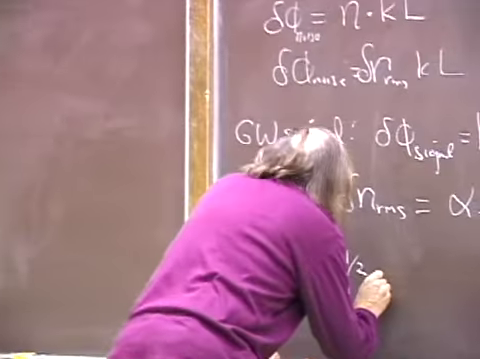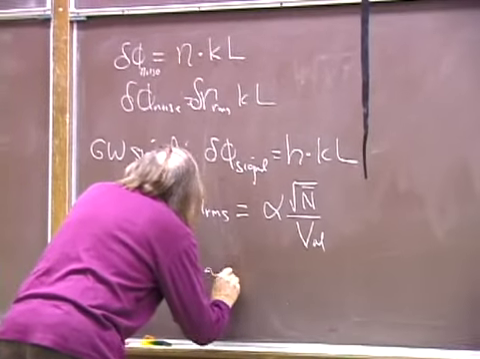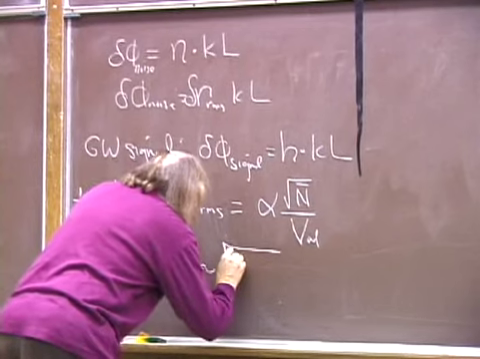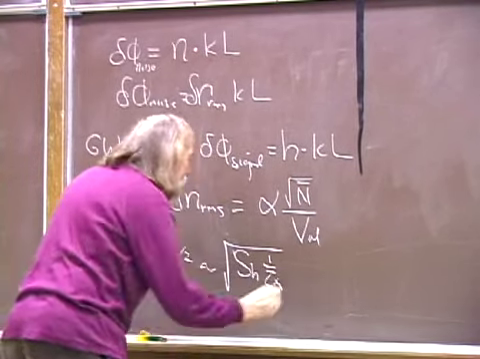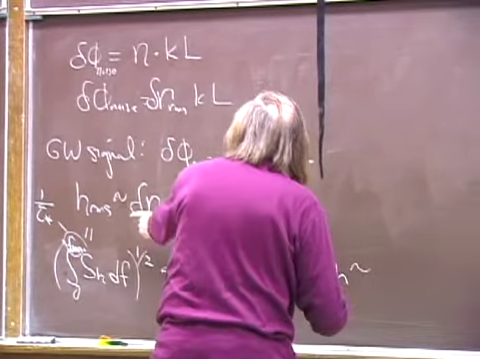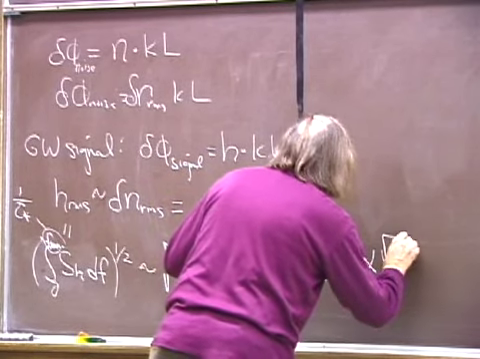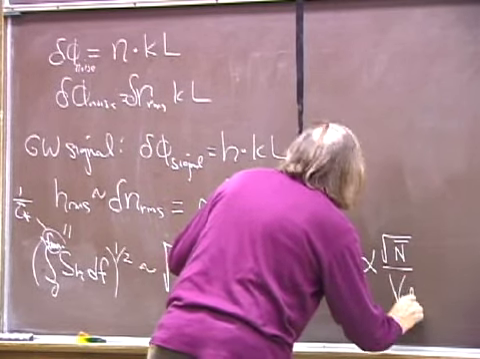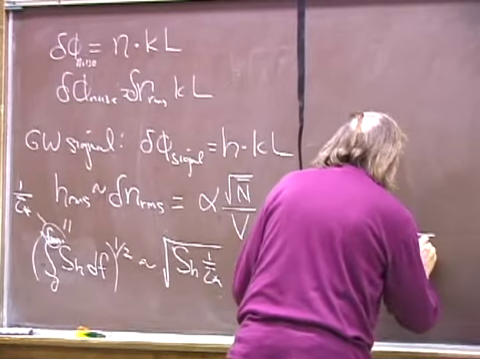And so that tells us that h RMS is approximately the square root of S sub h times 1 over tau star. But that tells us that S sub h is approximately this h RMS, which is alpha square root of n bar over the volume of the beam, times the square root of tau star.